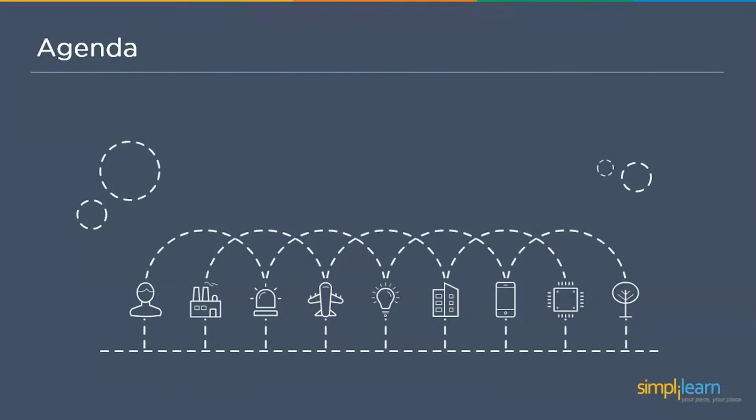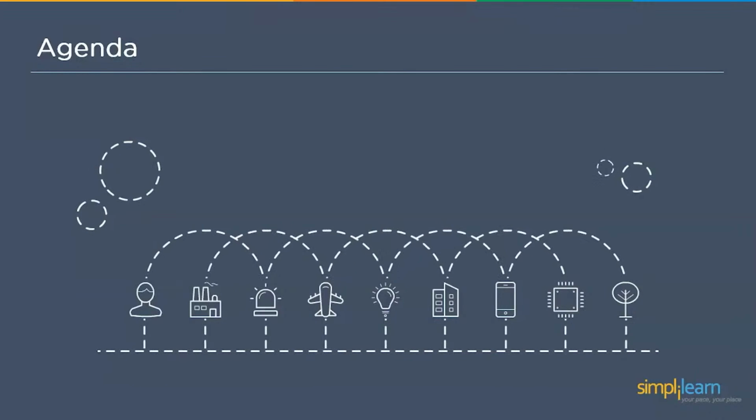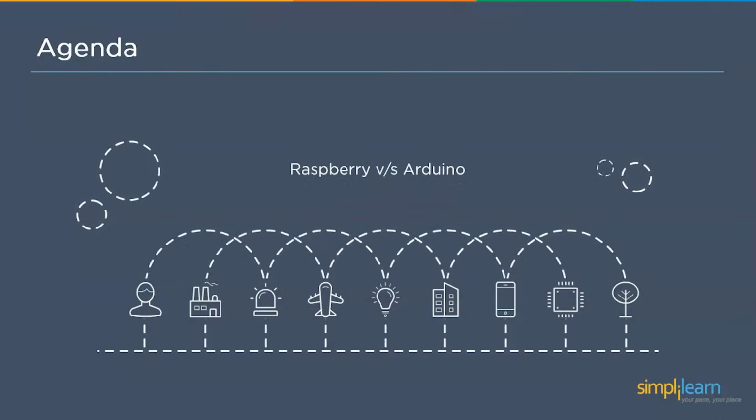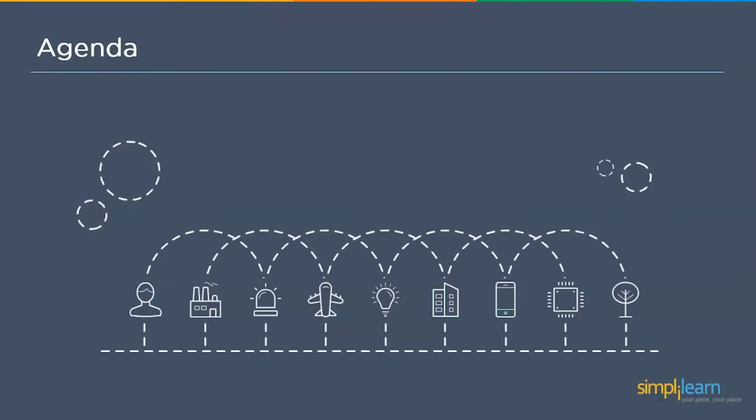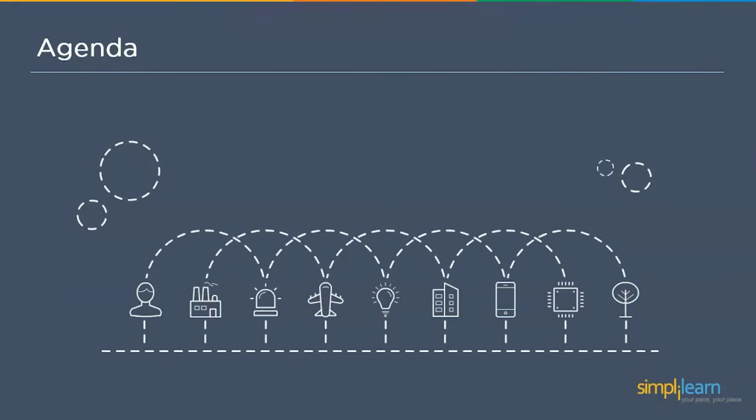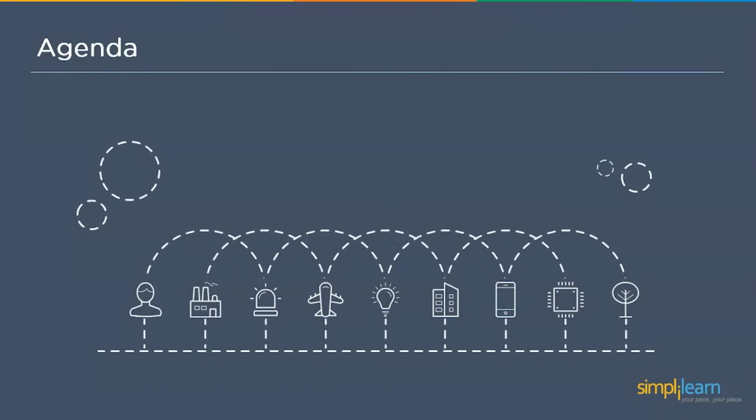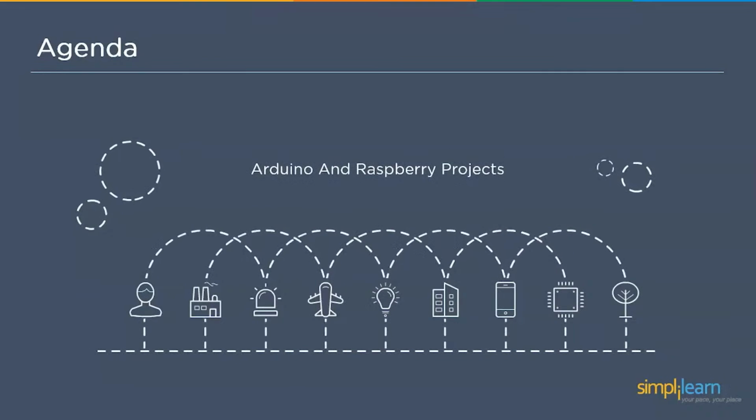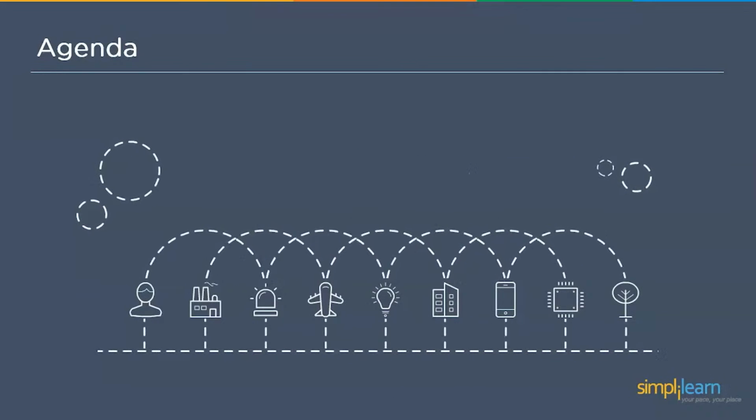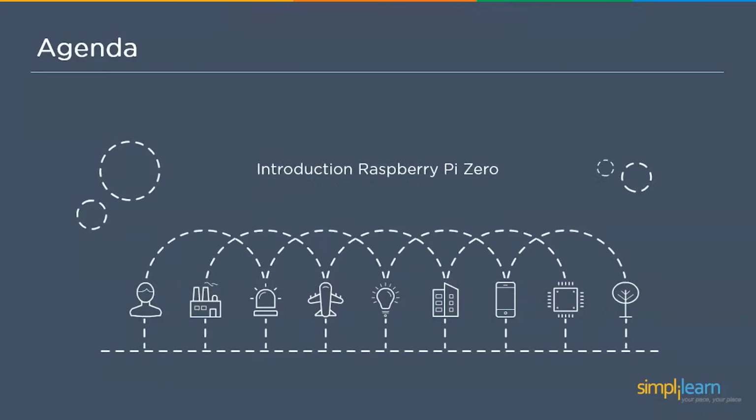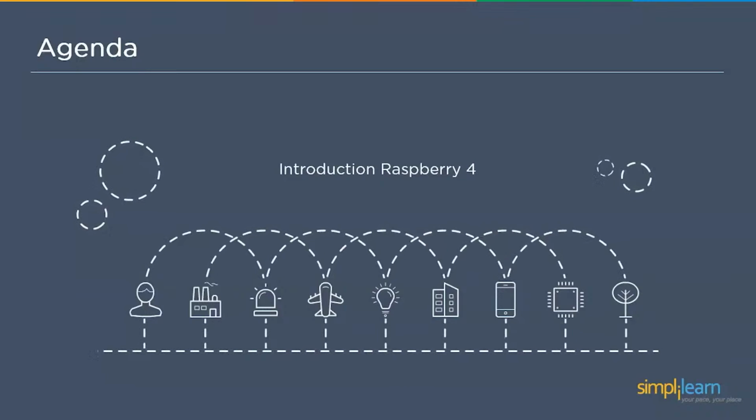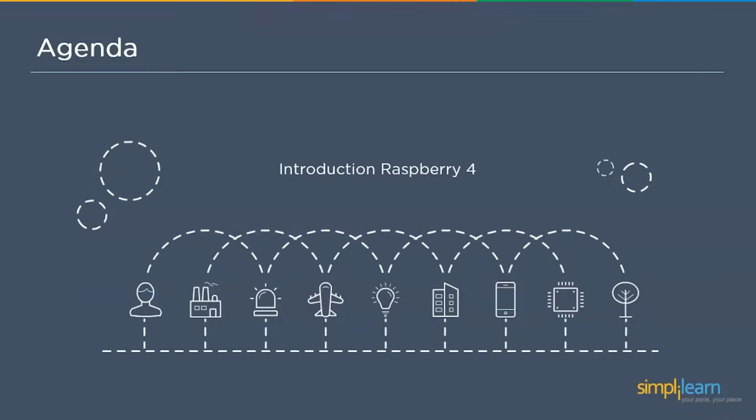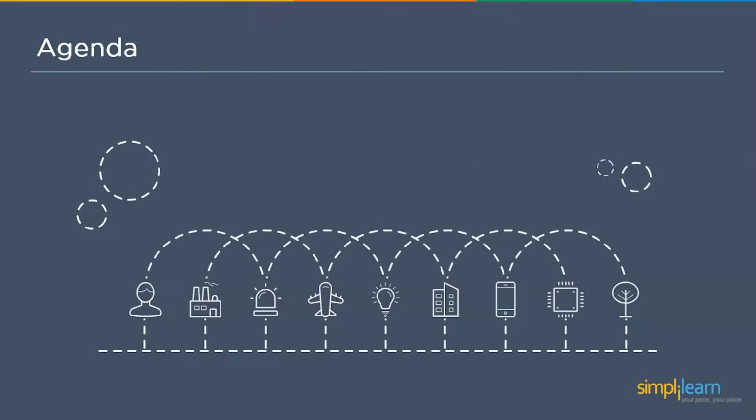Once we are done with the fundamentals and technical concepts of Arduino and Raspberry Pi, we will discuss the critical differences between the both. So once having a better understanding of what are Raspberry Pi and Arduino and their critical differences between each of them, we will try to develop some projects based on both Arduino and Raspberry Pi. Once we have the best understanding of Arduino and Raspberry Pi, we will dive deep into Raspberry Pi Zero. Once we are done with the Raspberry Pi Zero, we will dive into the latest version of Raspberry Pi, that is Raspberry Pi 4. So these are the agenda pointers that we will be discussing today.